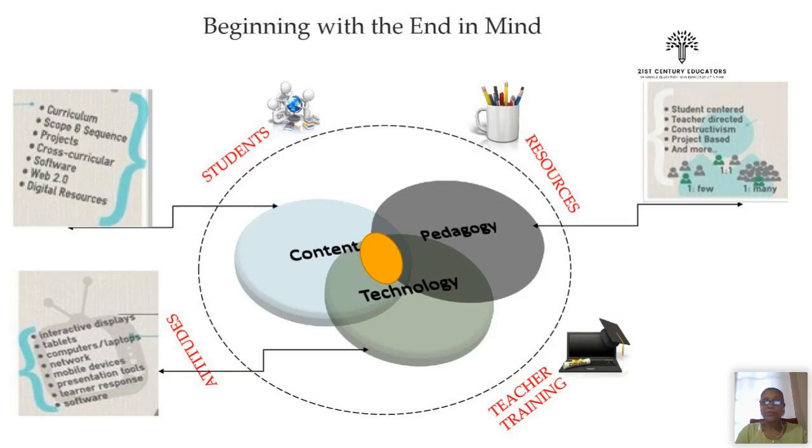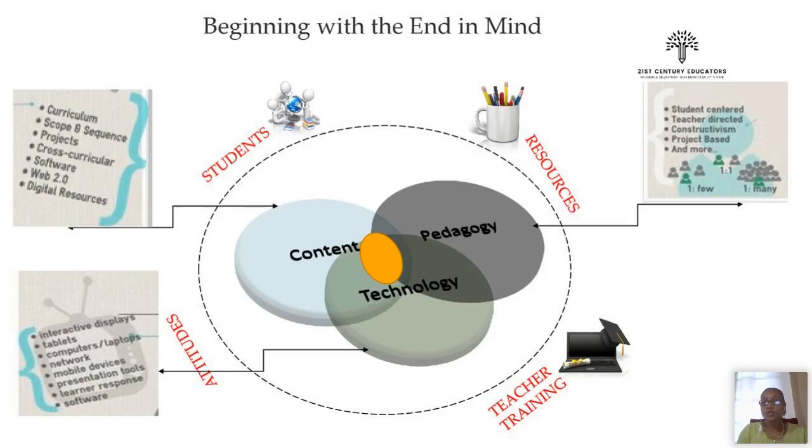So this is an example of what you want. You always begin with the end in mind in a classroom when using technology. And beginning with the end in mind means you start with what are my learning outcomes? What do I want to achieve at the end of the class? What do I want my students to achieve at the end of the class? So that would be based on things like your curriculum, cross-curricular, the software, digital resources, etc.